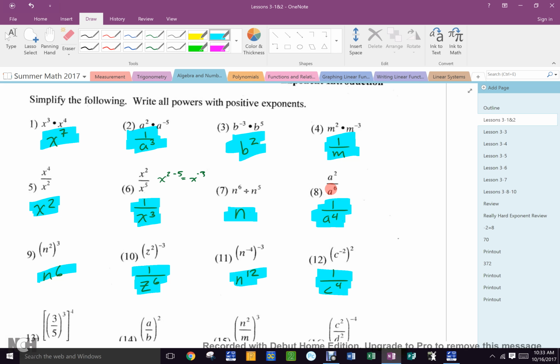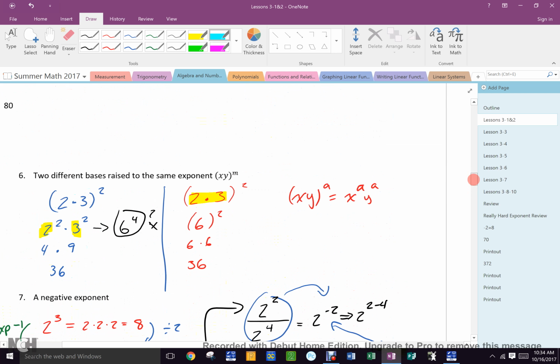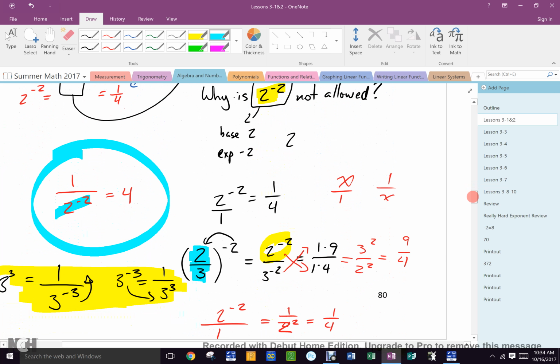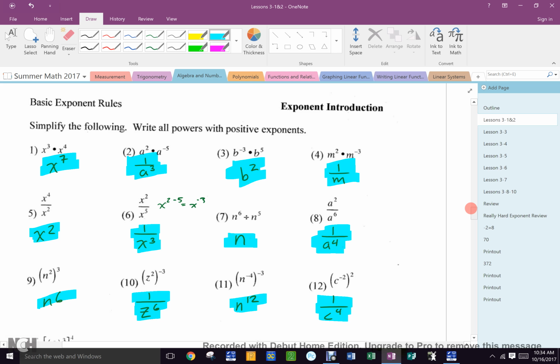This wasn't for Mark, so you needn't worry, but you need to make sure you know what is happening there. I refer you back to your notes on page 80. You do have that in your notes somewhere. Any questions on up to 12? If you're writing down ones that you didn't do, I'm going to move on, but I'm recording this so you can check them later.